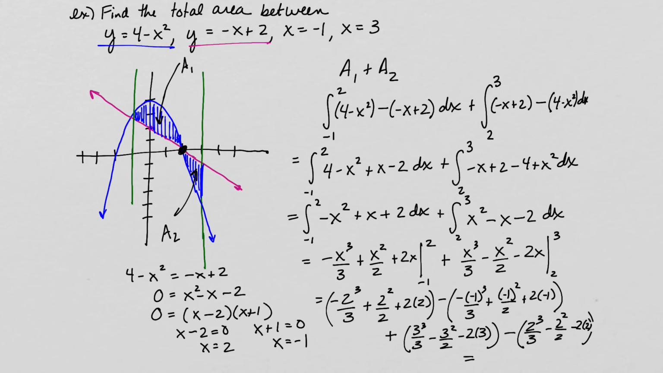And if you work that all out, you should get 19 thirds. I'm just going to tell you what the answer is. You could punch it in a calculator or figure out all those fractions, but you should end up with 19 over 3.